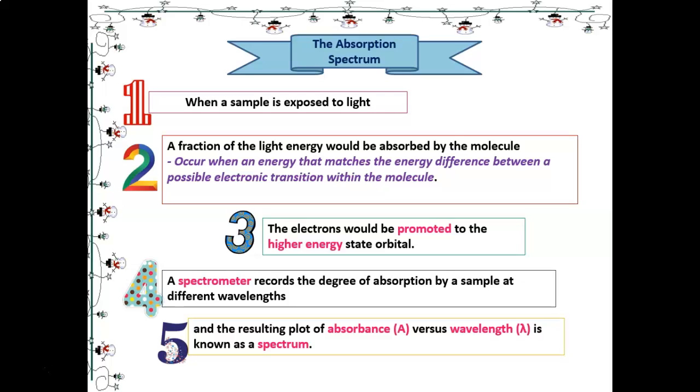So the electron will be promoted to the higher energy state orbital. From the ground state, it will be excited to the higher energy orbital. A spectrometer records the degree of absorption by a sample at different wavelengths. The resulting plot of absorbance A versus the wavelength lambda is known as a spectrum.